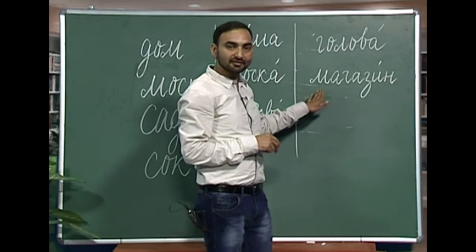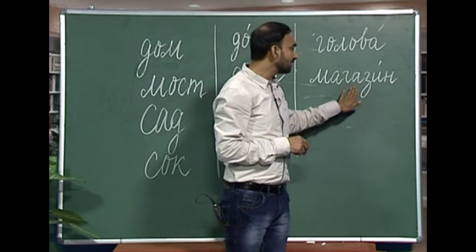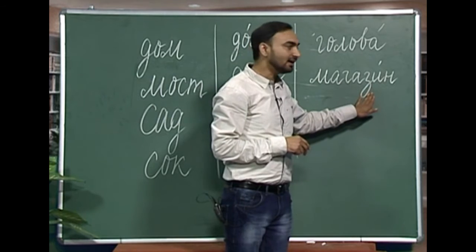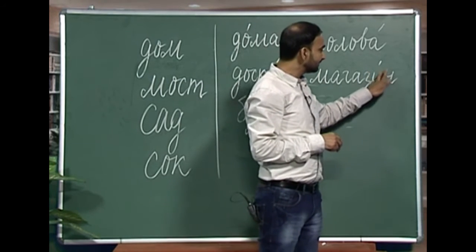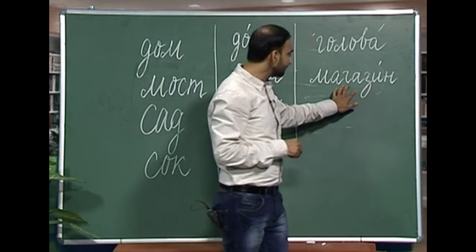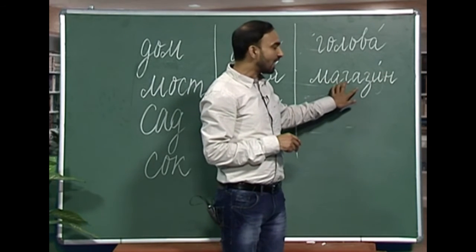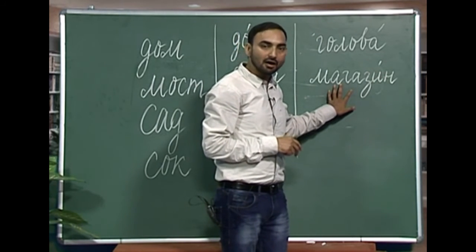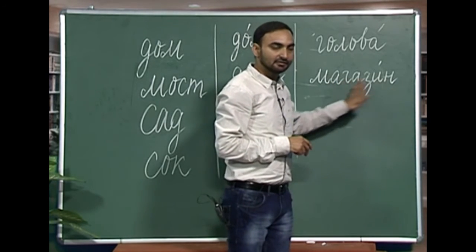Let us come to the next word, magazin, and this I is stressed and the rest of the vowels are unstressed. So, these two A will be pronounced as A. Magazin.